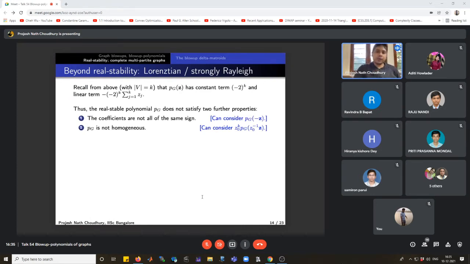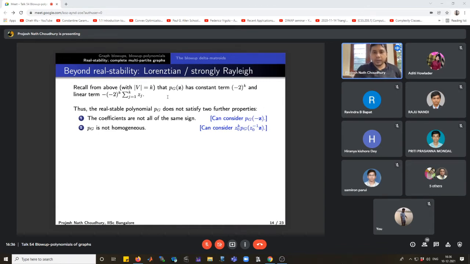Now let me go beyond real stability. I remind you from the very first result that I mentioned, the Blowup-polynomial p_G has this as a constant term and this as the linear term. So this already shows you immediately that this polynomial does not satisfy two desirable properties.